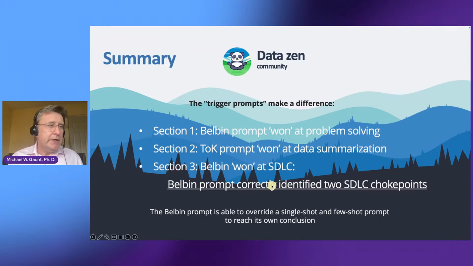In section 3, the software development lifecycle, in this analysis, the Belbin prompt correctly identified 2 SDLC choke points when every other approach failed. So essentially, the Belbin prompt is able to override a single shot or a few shot prompt and reach its own conclusions. So by implication, it should in some ways outperform a RAG in some limit in given situations.